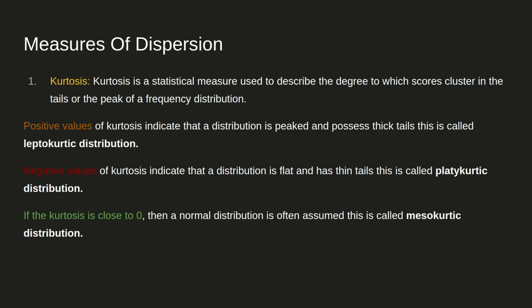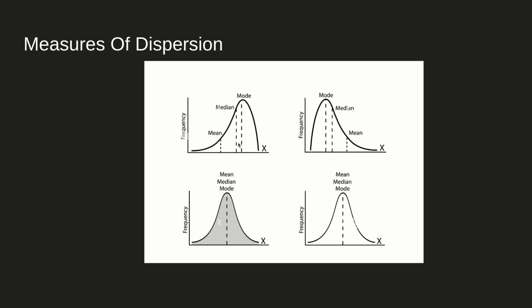Okay, let's look at what kurtosis is. You might wonder, it sounds like a bit of a strange name, kurtosis. What's kurtosis and what's all of that? So kurtosis is a statistical measure that is used to describe the degree to which scores cluster in the tail or the peak of a frequency distribution. So if I go back here, you can see these are the tails right here, and this is the peak right here. So it just tells us the degree to which the data is clustered either on the peak or on the tail of the data set.